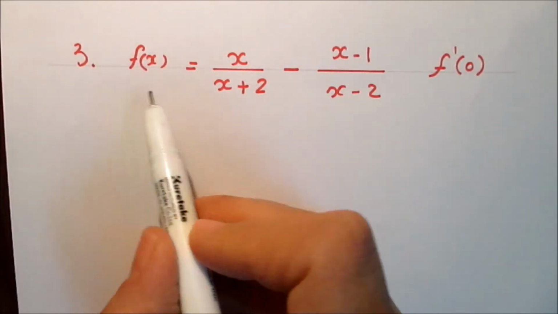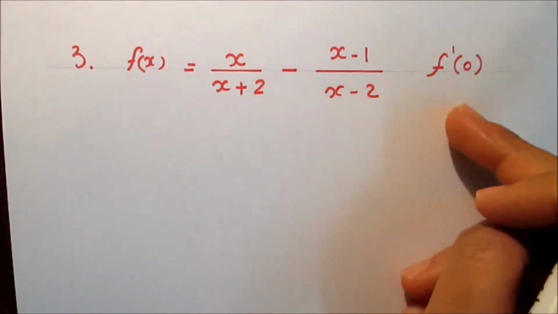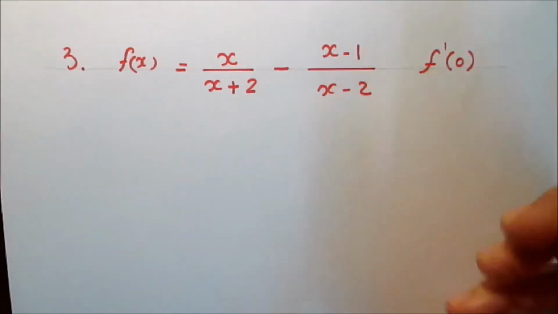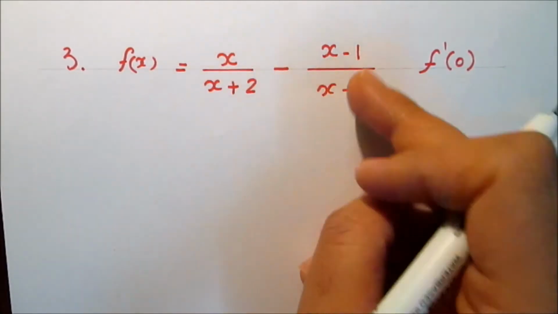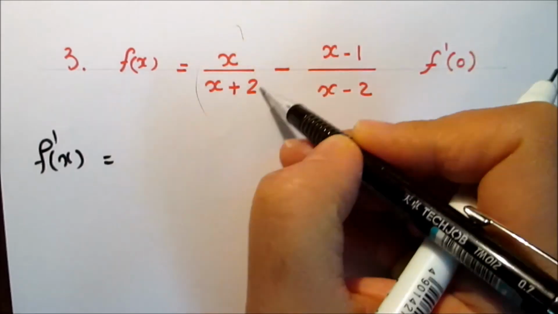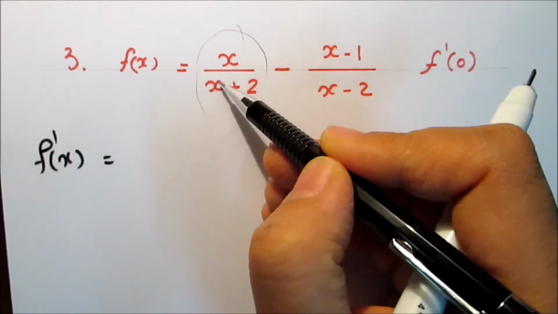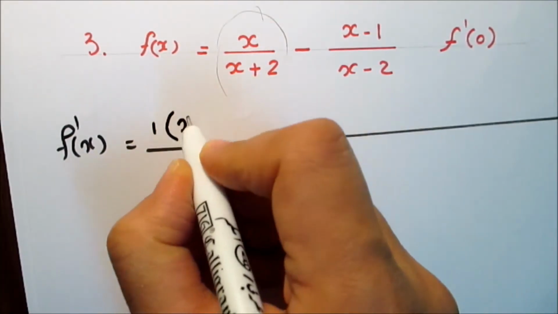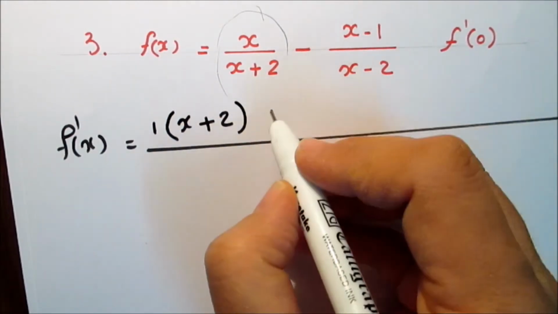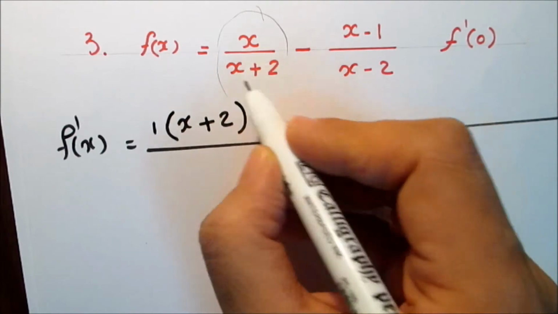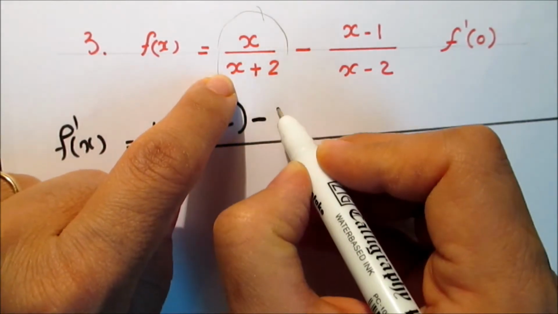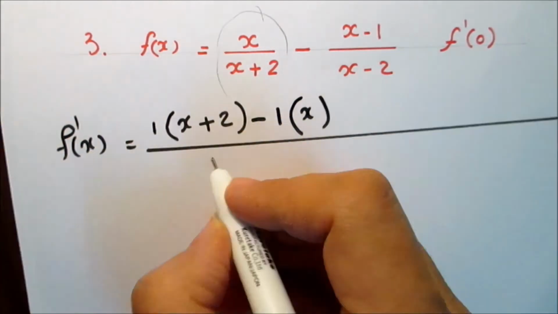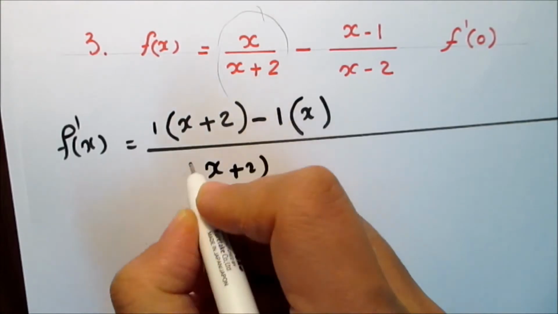Another example, find the first derivative of the given function and then find f'(0), or find the first derivative at x equals 0. Here we have two terms, each term is a quotient, so f' equals, for the first part, take the derivative of the numerator times the denominator, so derivative of x is 1 times the denominator x plus 2, then minus the derivative of the denominator, so derivative of x is 1, derivative of 2 is 0, so it's 1 times the numerator x. And down we have x plus 2 all squared.